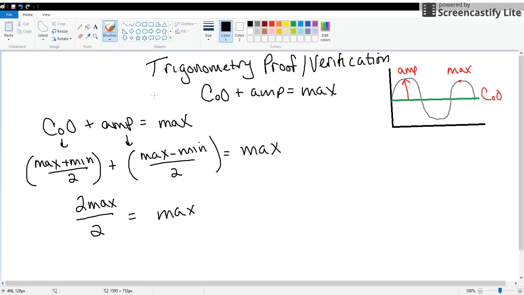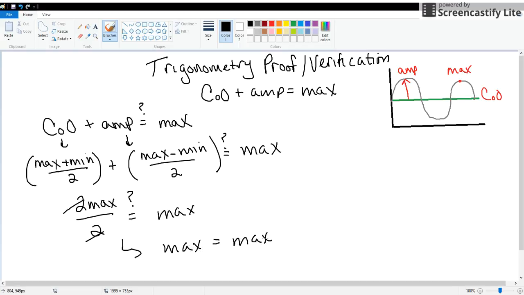I should be adding that we're supposed to be questioning this. So this isn't a given. We started off with something that we assumed was true, and now we've come to the conclusion that indeed this is true, because twice the maximum divided by 2 is equal to the maximum, which is to say that the maximum value is equal to the maximum value.